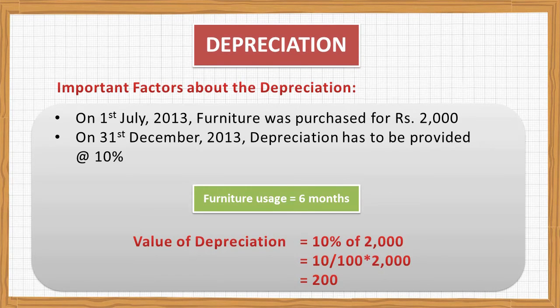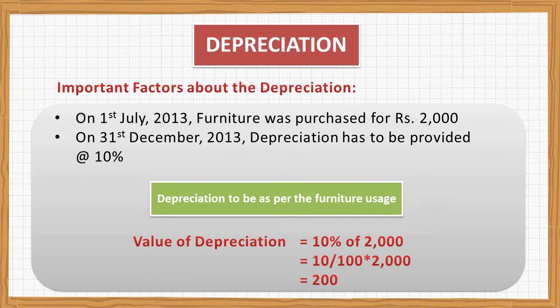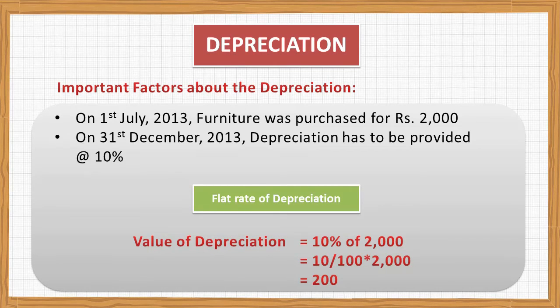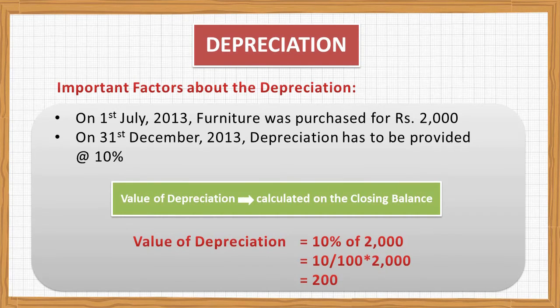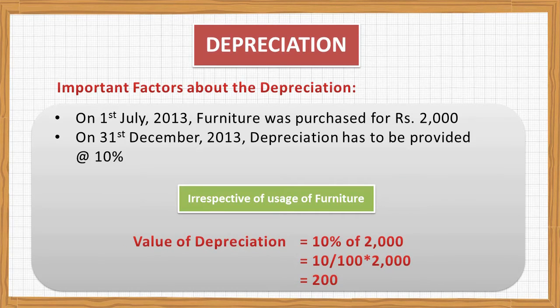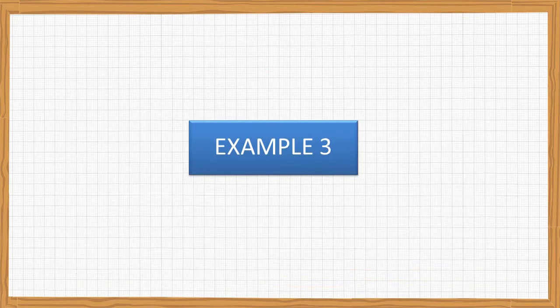So we were supposed to provide depreciation only for 6 months? No, because it's a flat rate. You have to calculate the value of depreciation on the closing balance, that's all. Forget about 6 months or 3 months or 1 year. Let's take one more example.